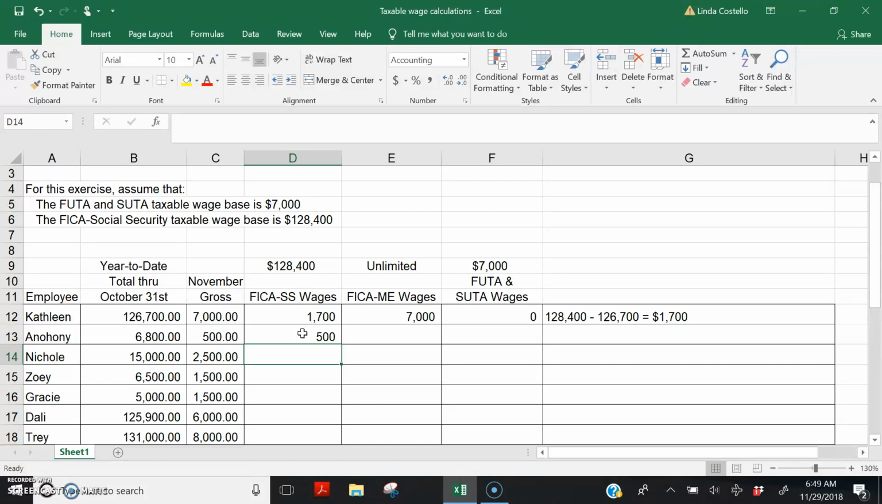There is no limit on wages subject to FICA Medicare tax, so all of Anthony's $500 November salary is subject to Medicare tax. Put $500 in that column.